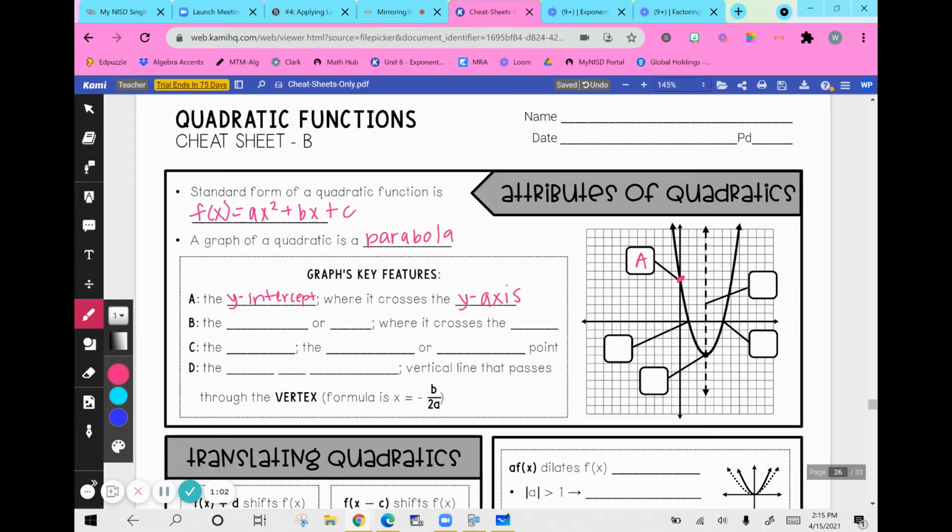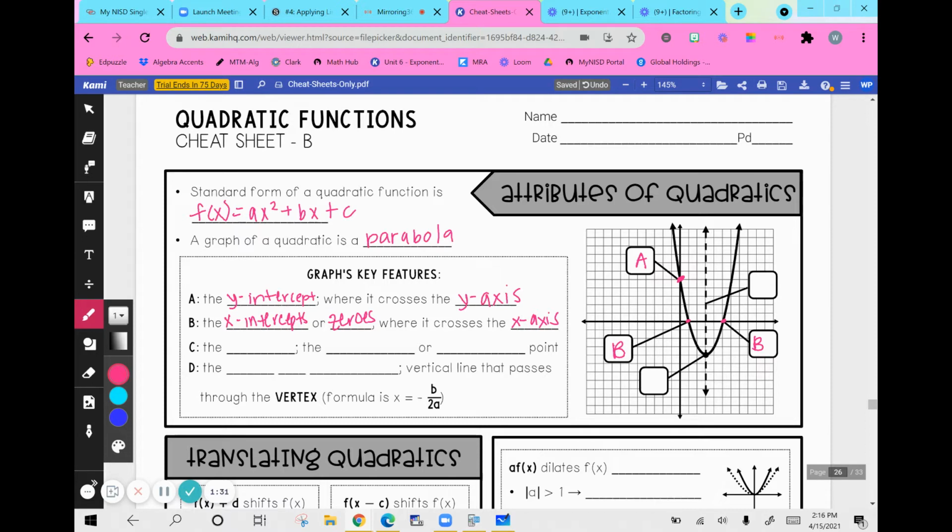So the next one is the x-intercepts. And notice that that is plural because there will sometimes be one or two. Or we might call them zeros or roots or solutions. Remember, it can be called all of those things. And that's where it crosses the x-axis. So this would be here and here. So we're going to label both of those B.